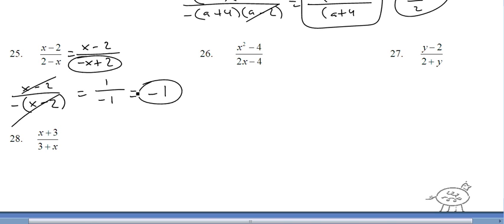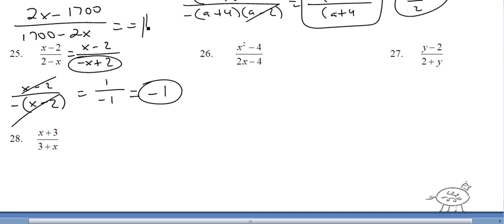But if you recognize x minus 2 over 2 minus x, if it's the same numbers except flipped around, it's always equal to negative 1. Okay, it's important to recognize that. But let's actually go to 27. See, that's y minus 2 over y plus 2. There's nothing you could do there. Everything is already factored out. There's nothing you can do that's not the same, so that is your answer.